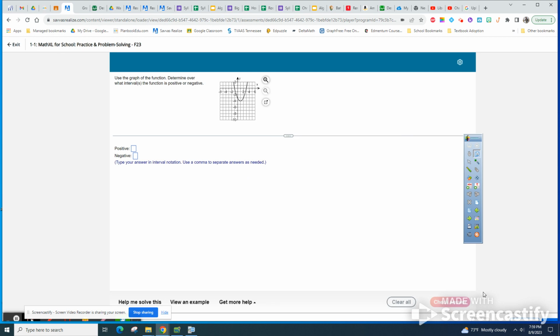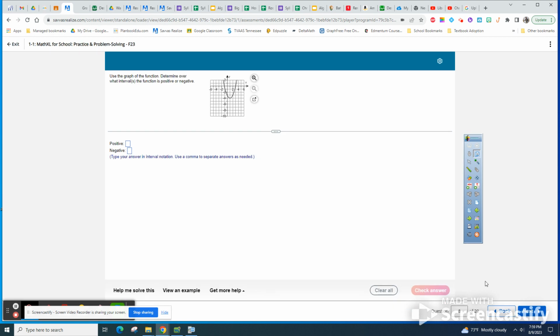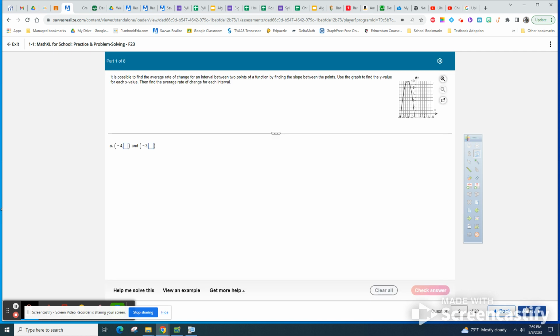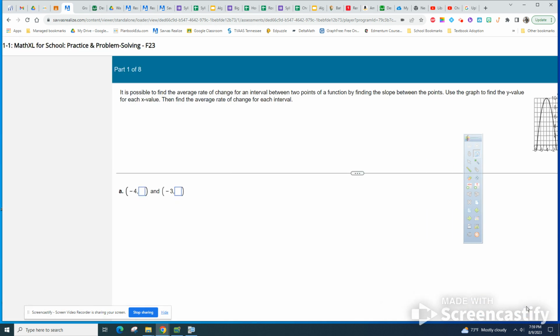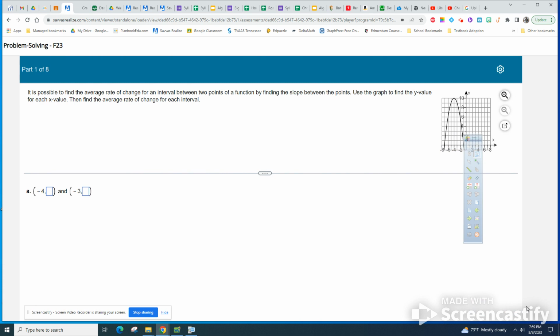Okay. Let's go on to our next question. It says, is it possible to find the average rate of change of an interval between 2 points of a function to find the slope between the 2 points? By finding the slope, use the graph, the y value of each x, then find the average rate of change for each interval.